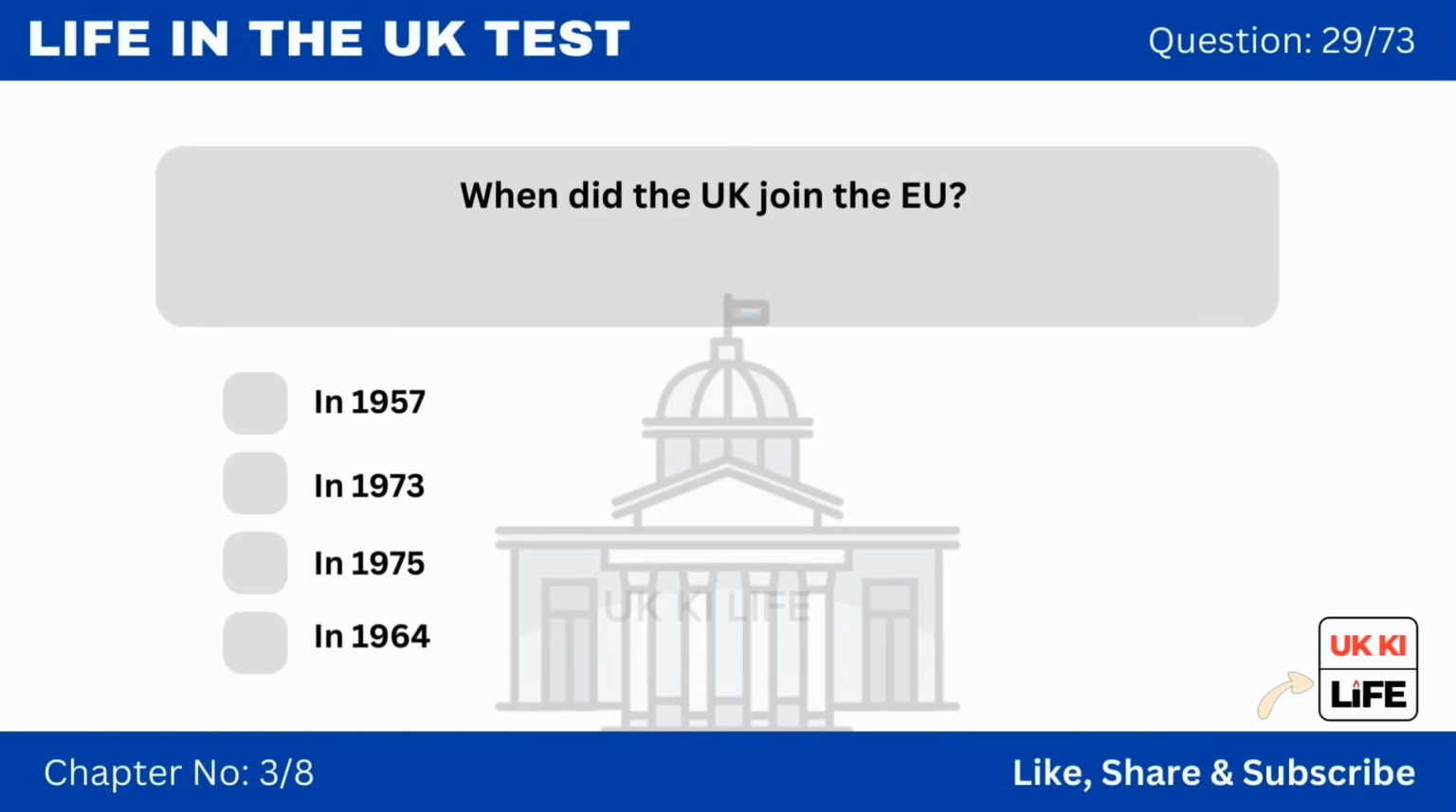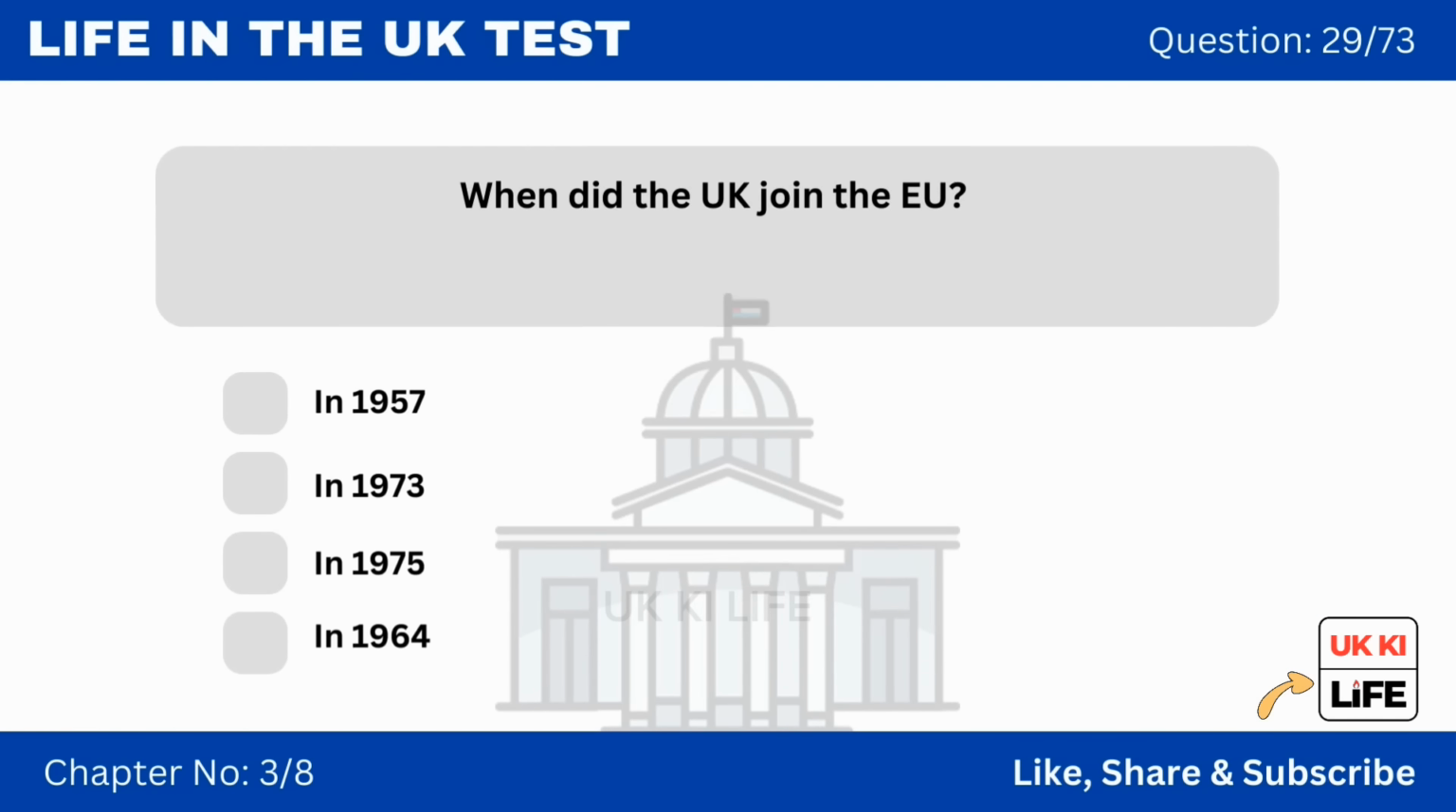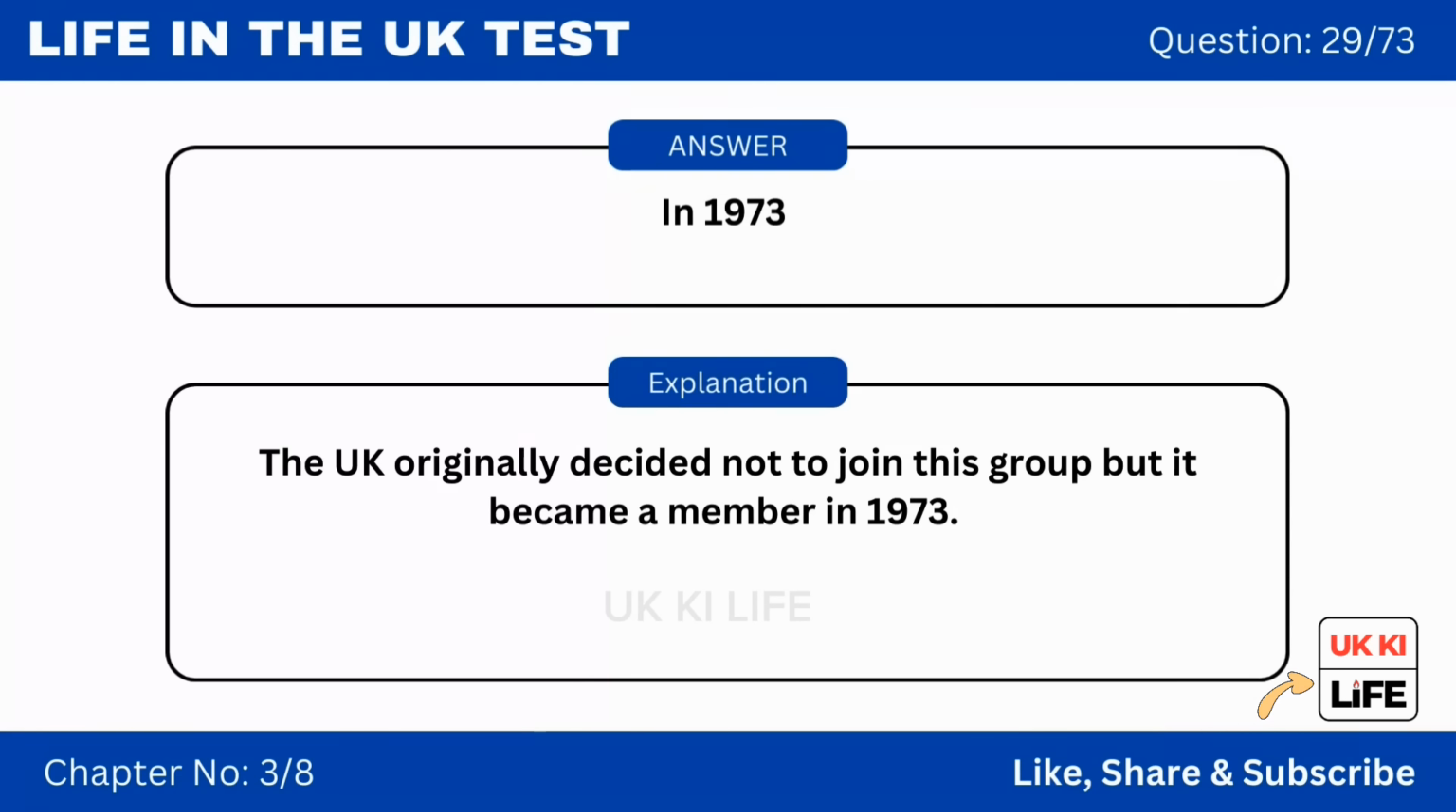Question 29. When did the UK join the EU? In 1957, in 1973, in 1975, in 1964. The correct option is B. Explanation. The UK originally decided not to join this group, but it became a member in 1973.